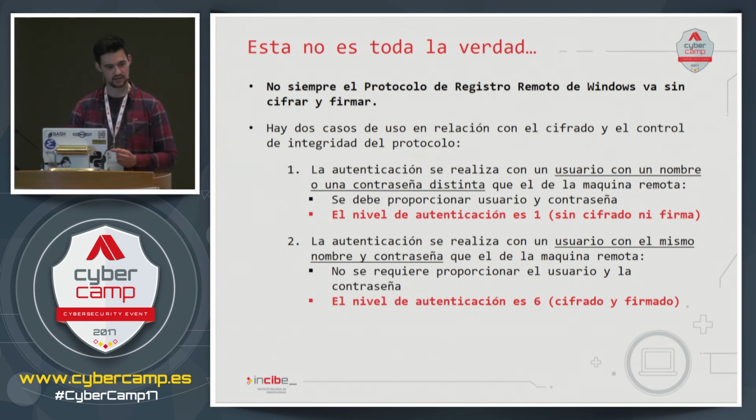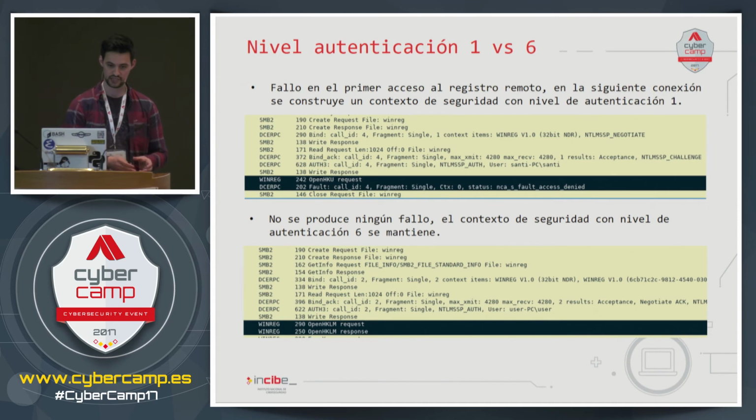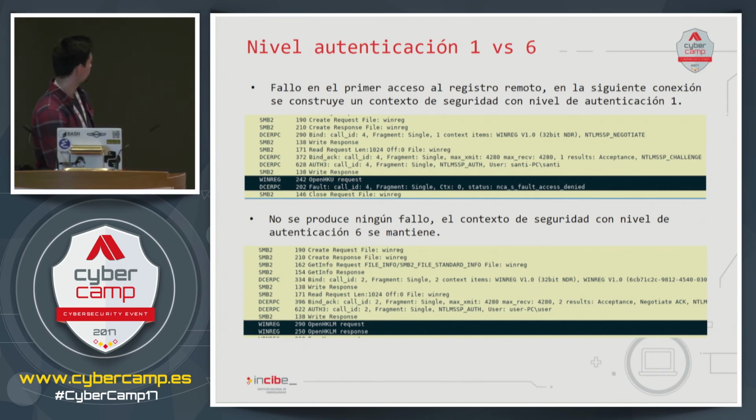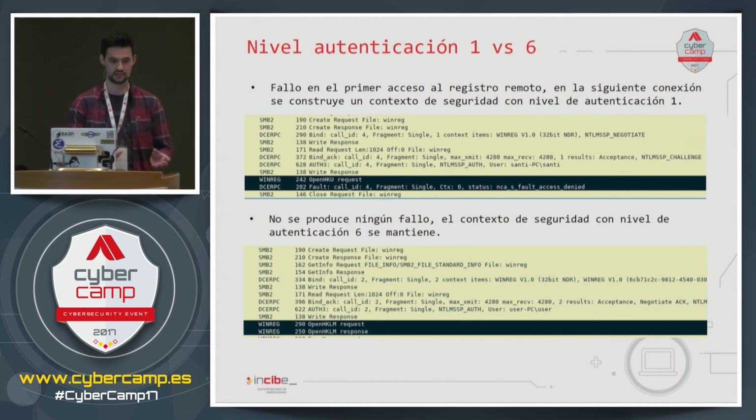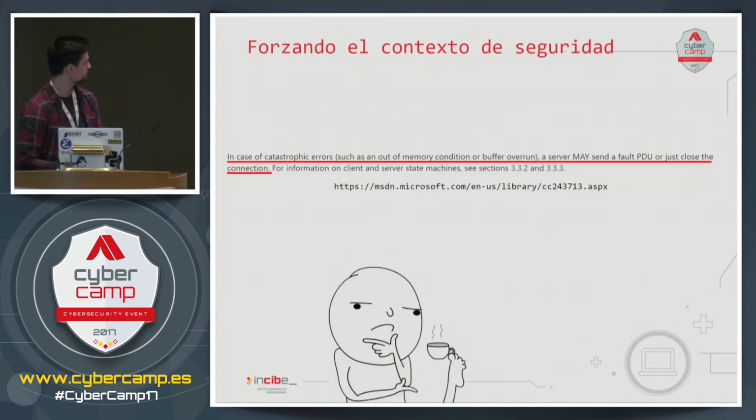It doesn't ask you anything. And in this case, the integrity context is maintained, and the security context with level of authentication 6 is maintained. In the case that it's different, there's a fault, and there's a new one forming. If it's the same user with the same password, the security context with the level of authentication 6 is maintained, and the encrypted and the normal packets are exchanged, and nothing happens.